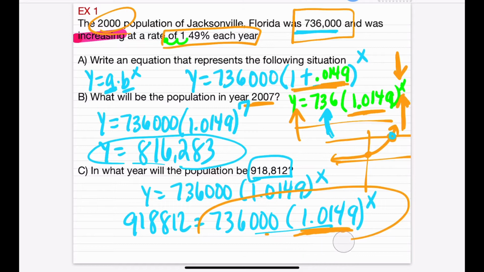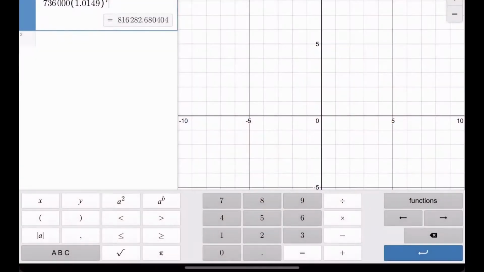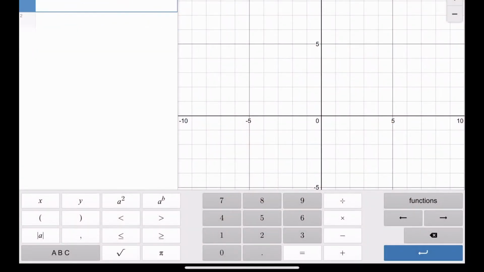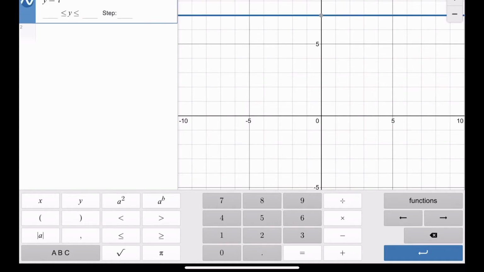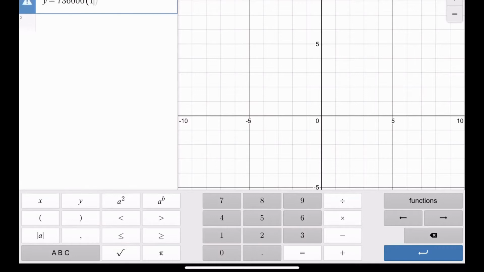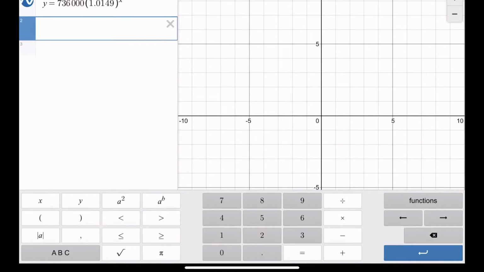So let's graph the left side and the right side of the equation, and then we'll look at the table. So y equals 736,000 times 1.0149 to the power of x. So here's our first graph, and of course we can't see it because our screen is too small.